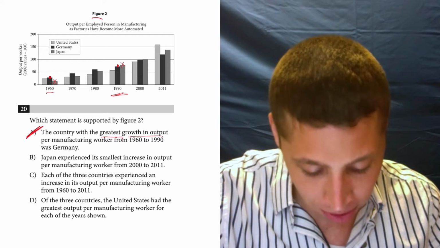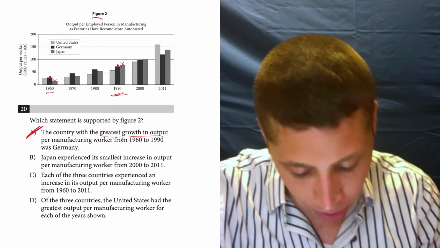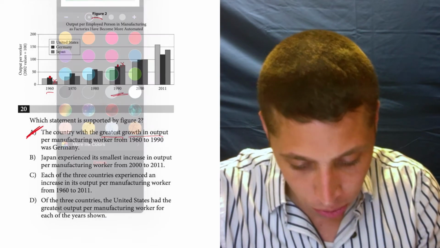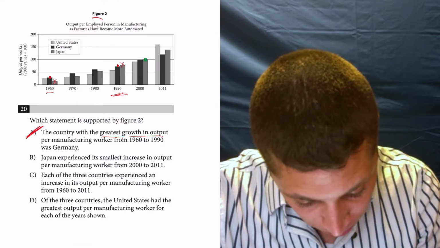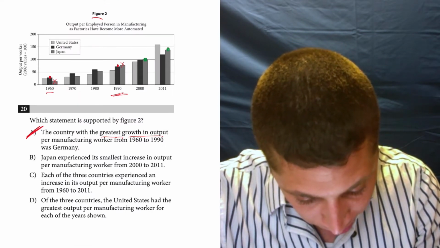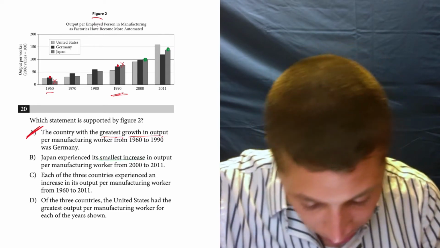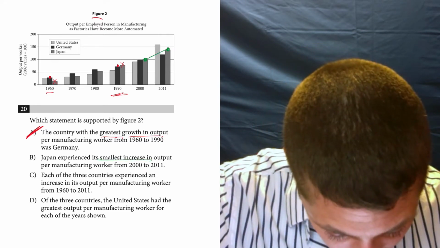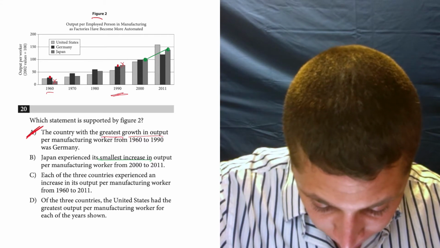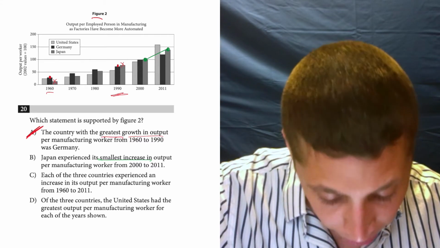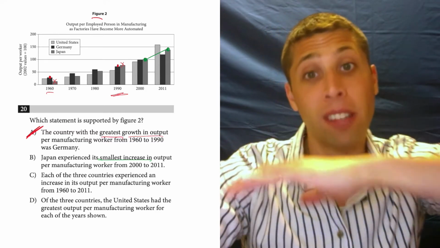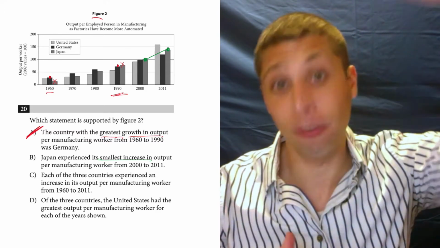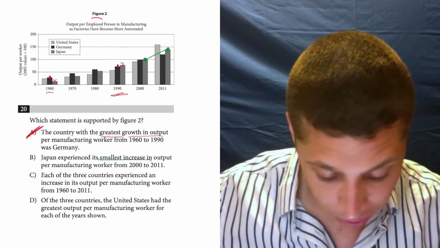Japan experienced its smallest increase in output per manufacturing worker from 2000 to 2011. So Japan is this bar here, and 2000 to 2011, and that's its smallest increase. I don't know, that's like a pretty big increase to me, right? That's almost an entire set of horizontal lines, right? They're almost a whole scale there, right? So it goes from about 100 to what, 140?